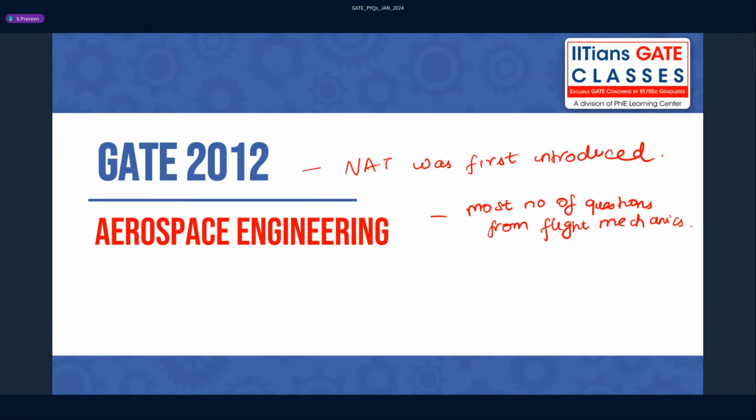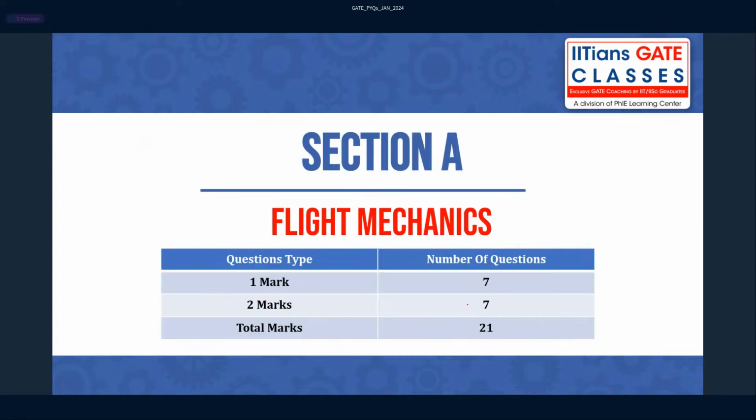Okay, so let's get started. In 2012 they asked 7 one-mark questions and 7 two-mark questions, giving a total of 21 marks. This is the maximum number of questions that they asked, 14 questions, which is huge, considering that out of 65 questions, 14 were reserved for flight mechanics. So that much important is this subject. Let's get started with the first question.